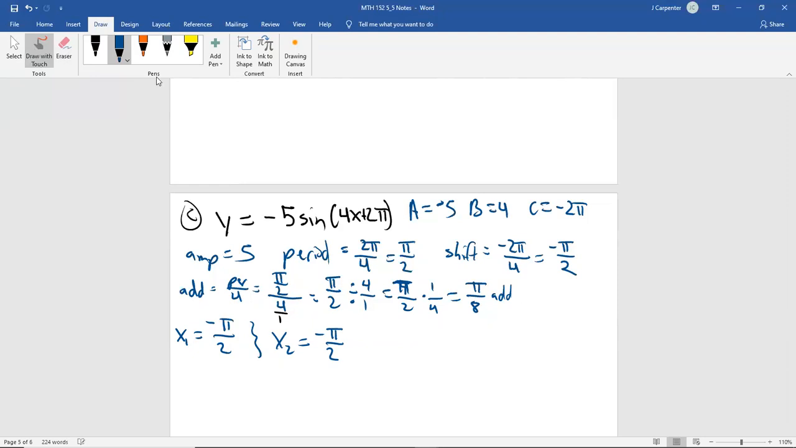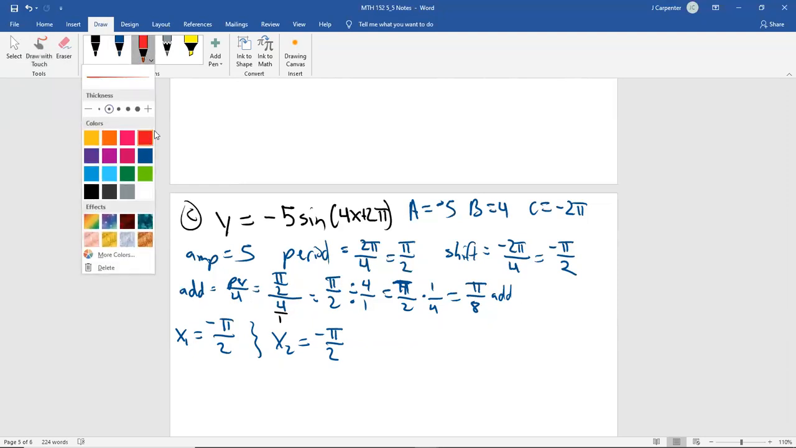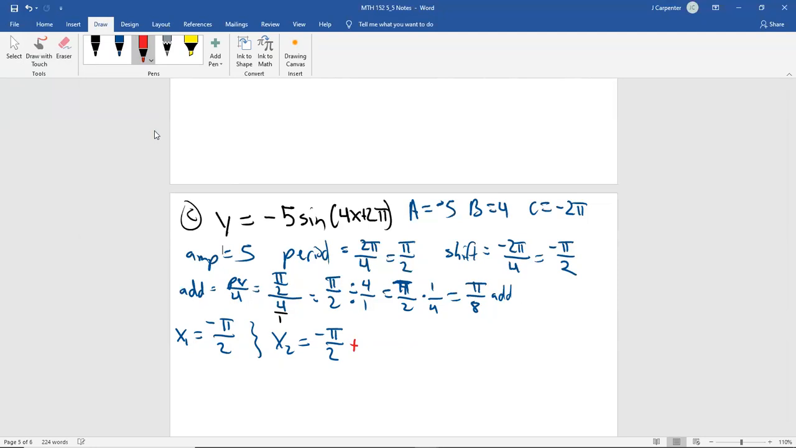There we go. And then we're going to add the shift factor, which was the add value, pi over 8. We take the shift factor and add the adding value. Well, you're going to have to get an LCD between 2 and 8. Your LCD is 8. 2 goes into 8 4 times. 4 times -1 is -4. So this is -4 pi over 8 plus pi over 8. -4 plus 1 is -3. So -3 pi over 8 is our second point.